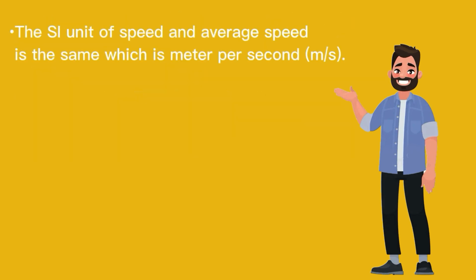Students, remember, the SI unit of speed and average speed is the same, which is meter per second, since distance is measured in meter and the SI unit of time is second.